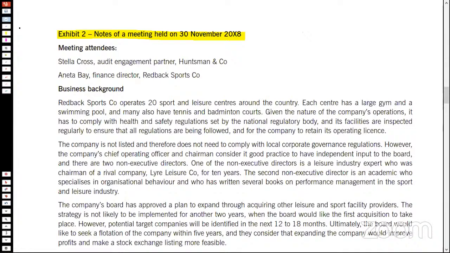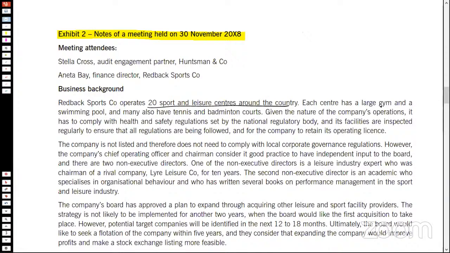Stella Cross, the audit engagement partner, Huntsman and Co. And then it says Anita Bay, the finance director, Redback Sports Company. It says Redback operates 20 sport and leisure centers around the country. So what does it do? It operates 20 sport and leisure centers around the country.